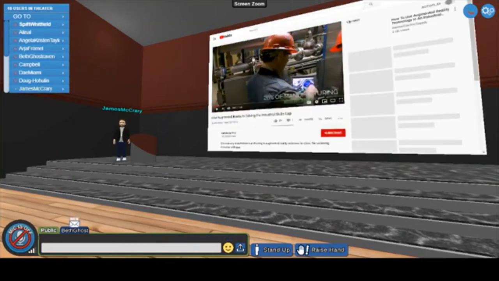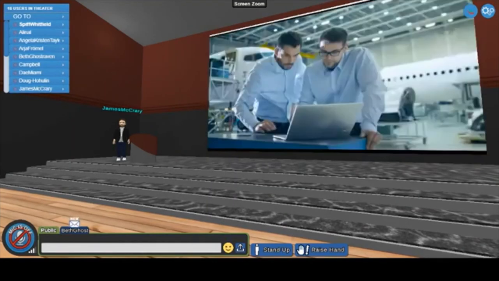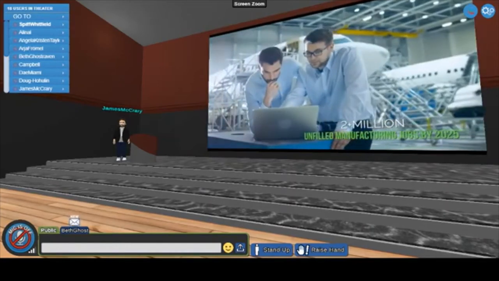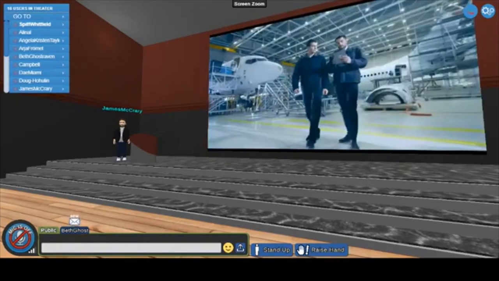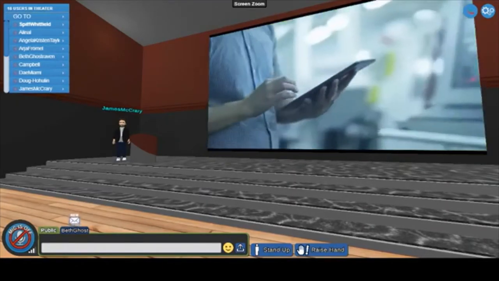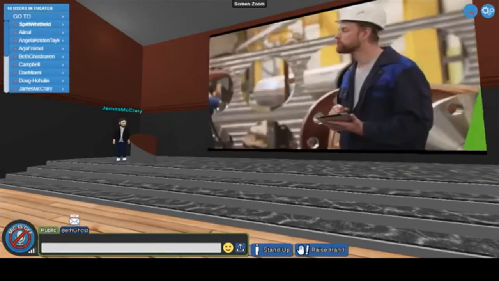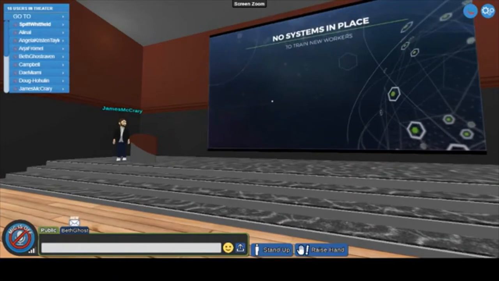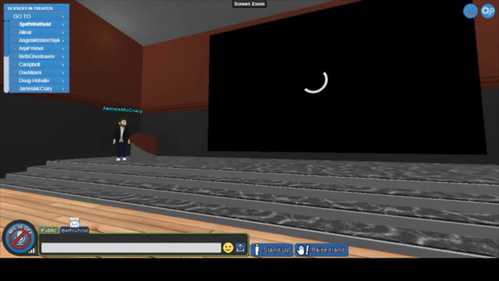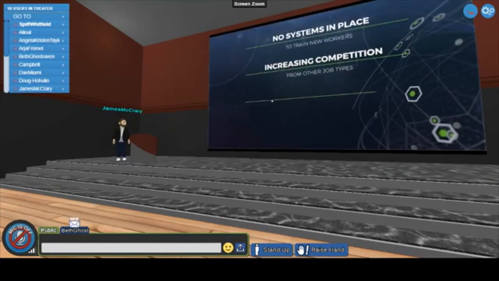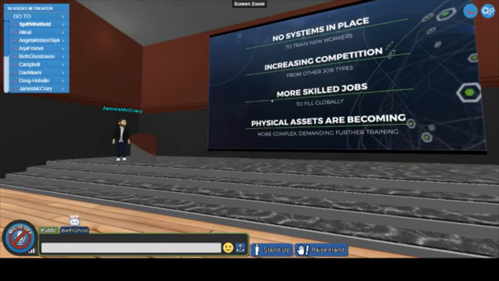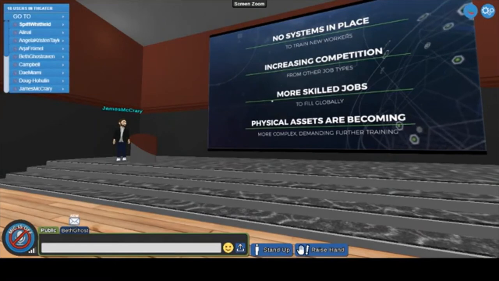With 26% of manufacturing workers over 50, analysts anticipate over 2 million unfulfilled skilled manufacturing jobs by 2025. Job functions across the manufacturing and service value chain are most affected, but the skills gap is more than just a retirement problem. There aren't systems in place to train new generations of skilled workers. There's increasing competition from other job types and more skilled jobs to fill globally. Meanwhile, physical assets are becoming more complex and individualized and demand further training.